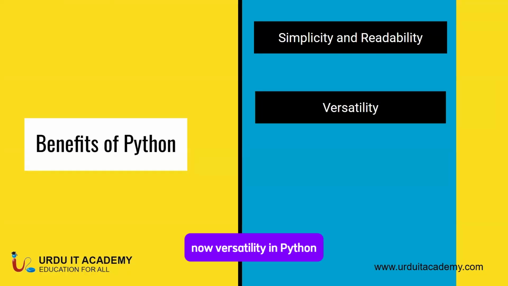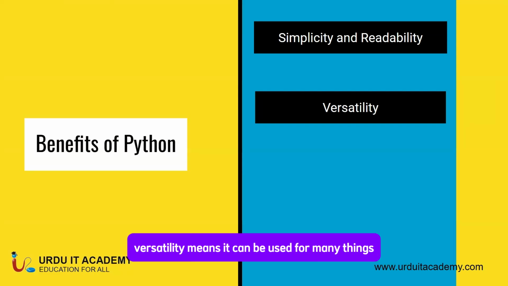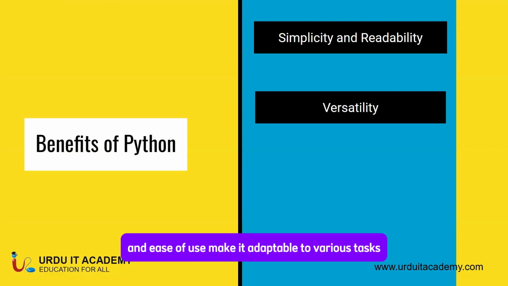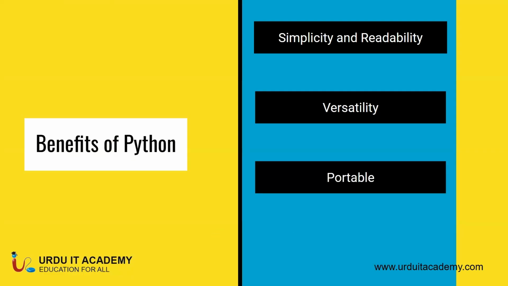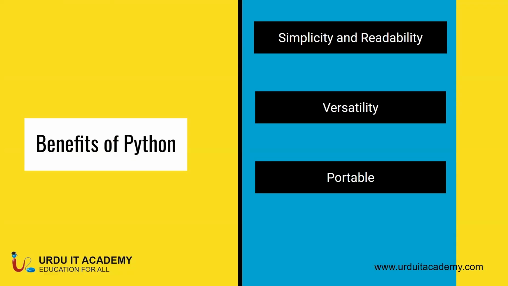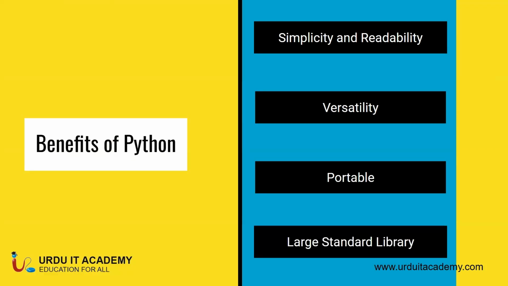Now, versatility. In Python, versatility means it can be used for many things, such as web development, data analysis, AI, automation, games, and many more. Its flexibility and ease of use make it adaptable to various tasks and industries. Now, portable. Portability in Python means that the code written in Python can run on different operating systems without any modification.